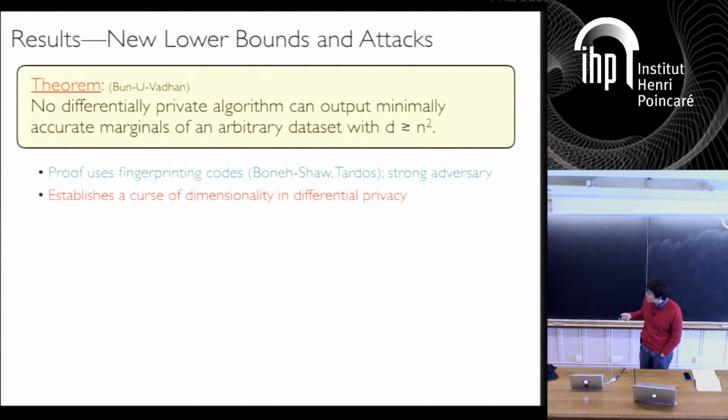Okay, and the proof involved this connection with a really cool information-theoretic object called a fingerprinting code, which was invented by Boneh and Shaw for a totally unrelated problem in watermarking. And there's a truly beautiful construction of Tardos.